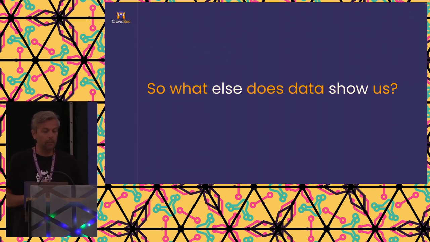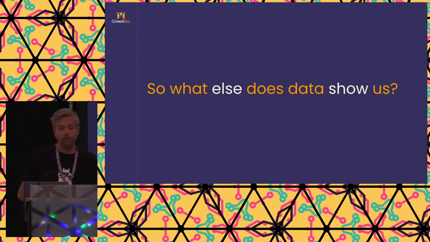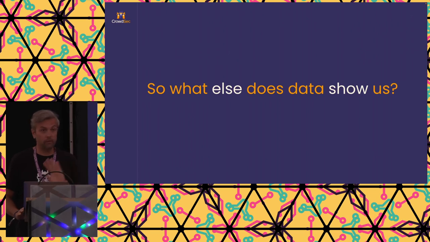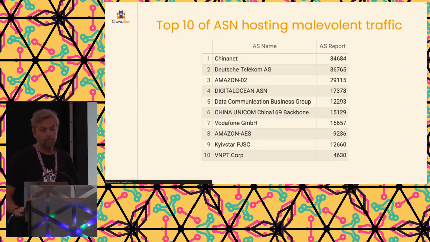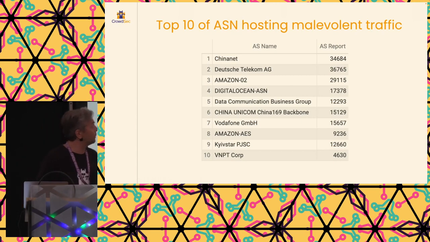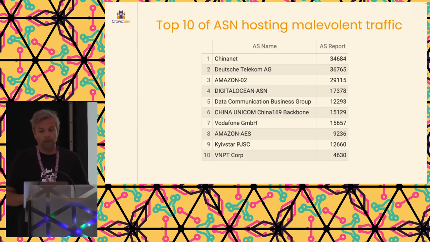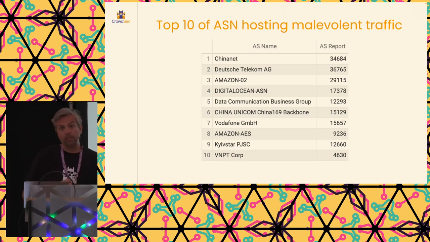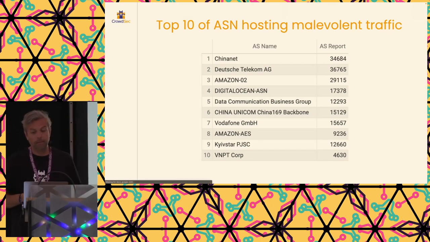It's pretty clear that when you're collecting a lot of data like we do, there are other fun things to see, some more fun than others, I give you that, but here goes. Here is the top 10 of ASNs hosting malevolent traffic. Some are more legit than others. I'll talk a little bit about hackers and their need for anonymity in a little while, and why and when they are hacking like that, and also about how some cloud providers are better than others in taking those compromised servers down.